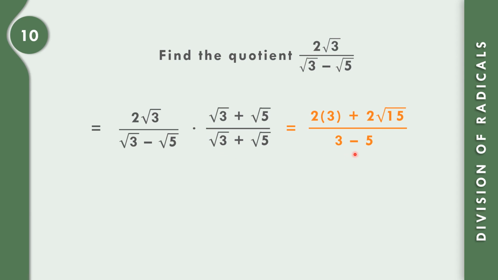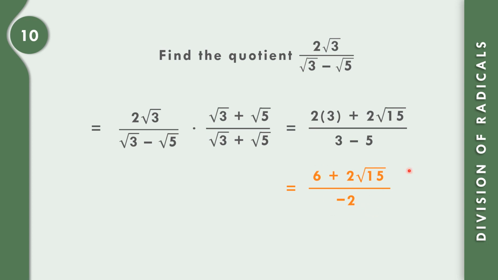Negative times positive is negative. Square root of 5 times square root of 5 is the square root of 25. And the square root of 25 is 5. So 2 times 3, that is equal to 6. Copy 2 square root of 15. 3 minus 5, that is equal to negative 2.